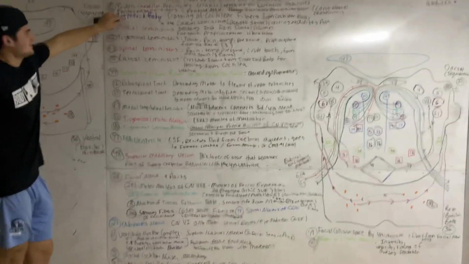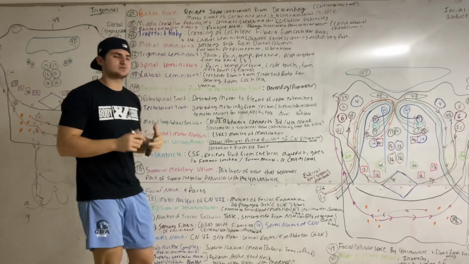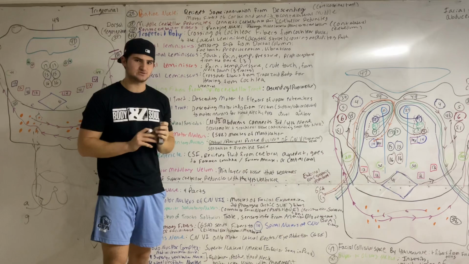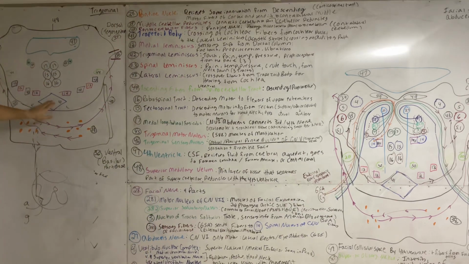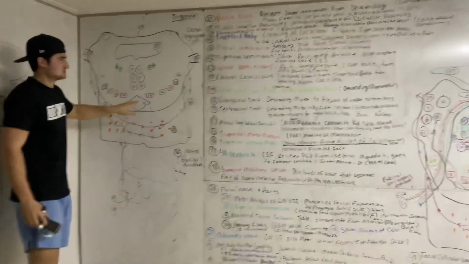Number 41 now is the trapezoid body. Why do you think it's even called a trapezoid body? Well, it looks like a trapezoid. The structure of a trapezoid is like this.